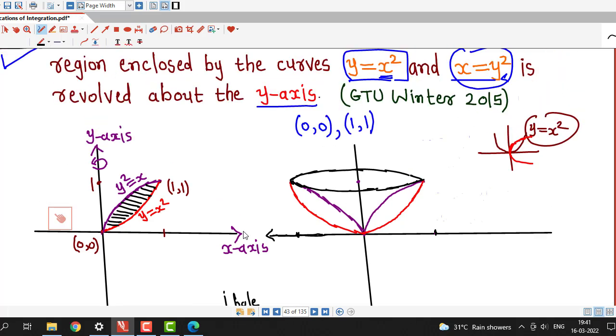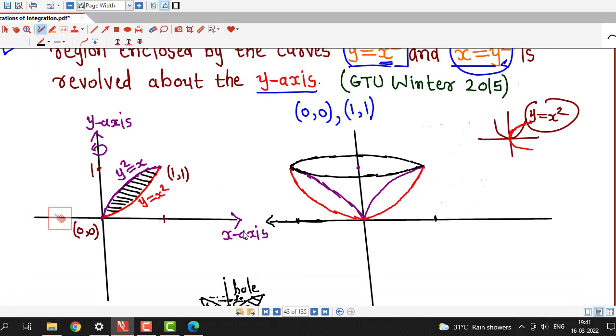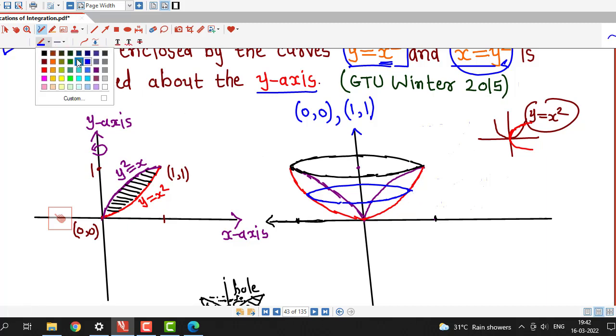So to find the volume of this solid, we consider its cross section perpendicular to the y-axis, because the axis of rotation is the y-axis. If we consider this cross section perpendicular to the y-axis, then we will have this type of cross section. It will be a washer. The cross section may look like this.